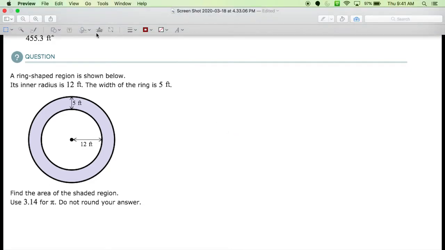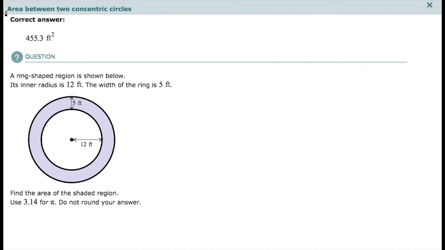Alright, so when you're working on this problem, area between two concentric circles, what I want you to realize is concentric: con means with, centric means center. These are two circles with the same center, right? See, this is the center. It's the center of this circle and of this circle.